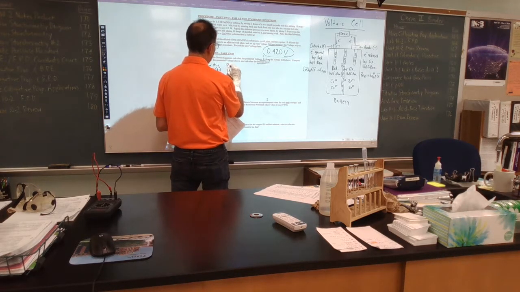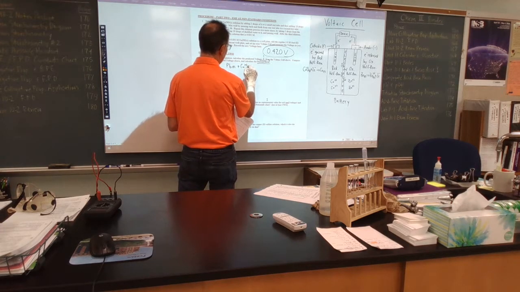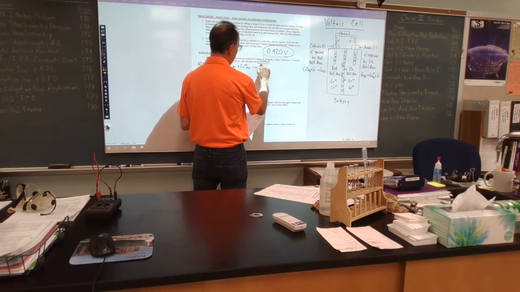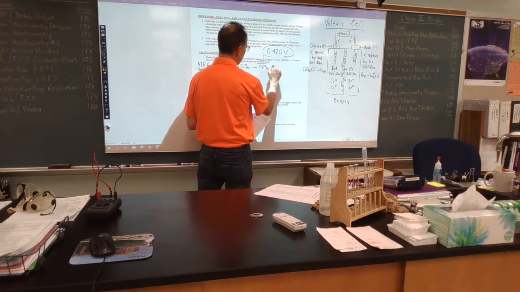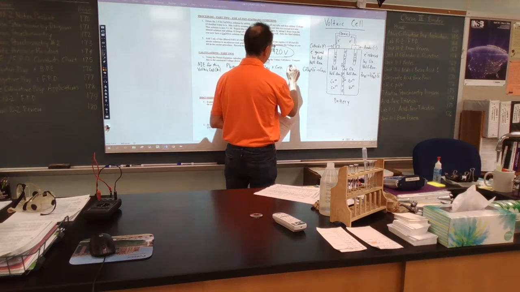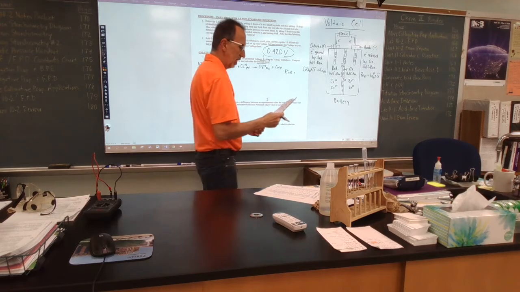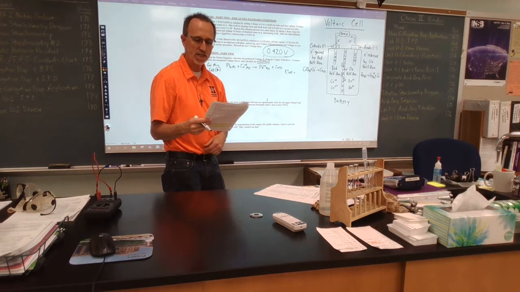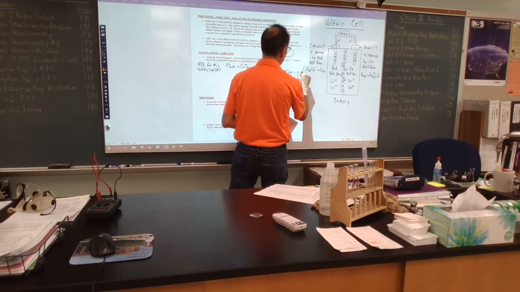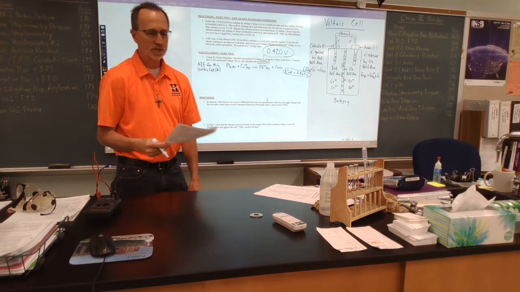So we had Pb solid plus Cu plus 2Ag+ yields Pb plus 2Ag+ plus Cu solid. And E cell for that, the theoretical value, again, this is from our calculations in part 1, was 0.463 volts. All right, 0.463. So the Nernst equation.